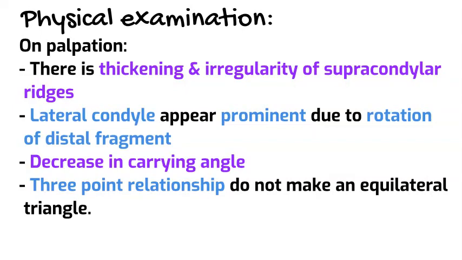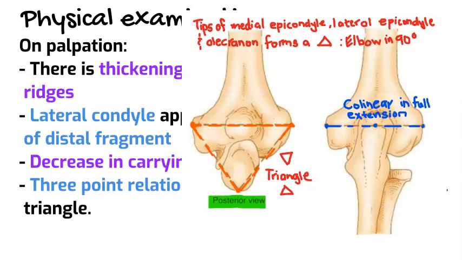This figure shows the 3-point relationship. In the posterior view, we should see the tips of the medial epicondyle, lateral epicondyle, and olecranon form a triangle when the elbow is at 90 degrees. In full extension, the tips of the medial epicondyle, lateral epicondyle, and olecranon should be collinear.